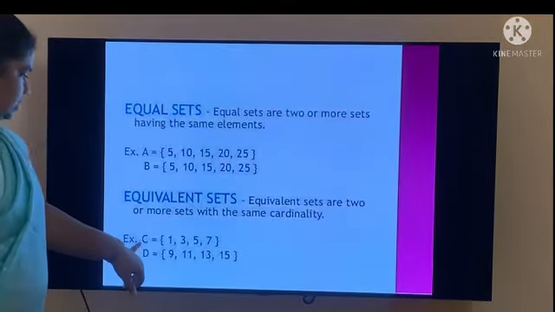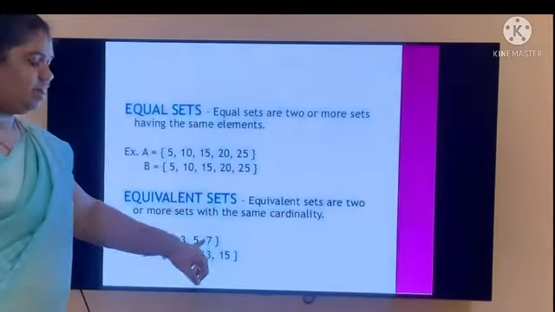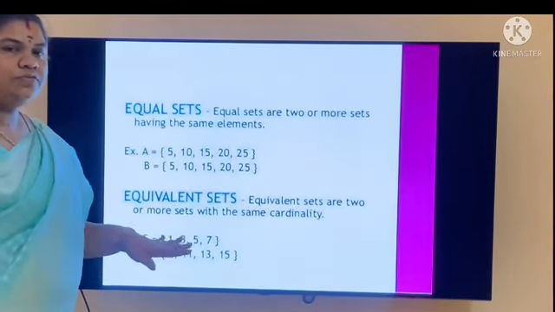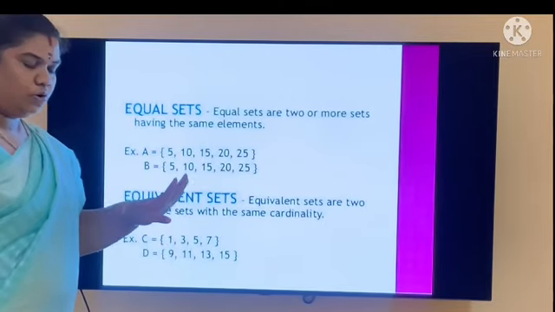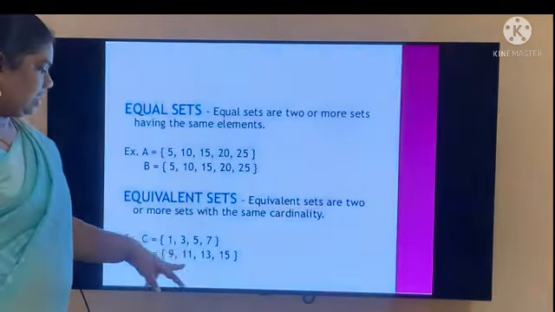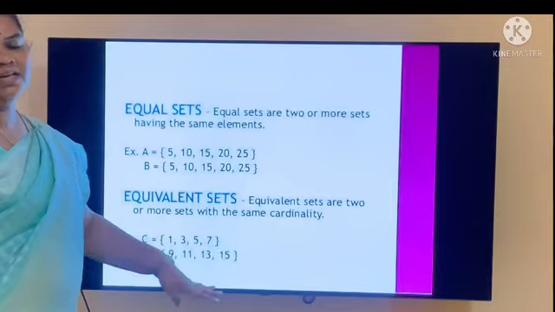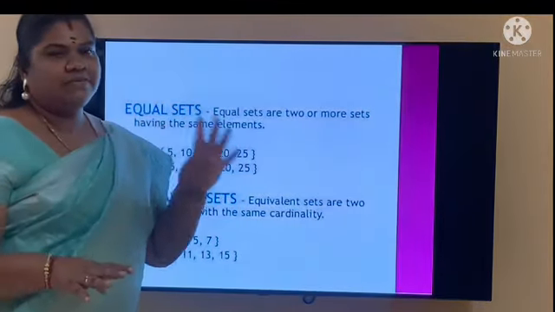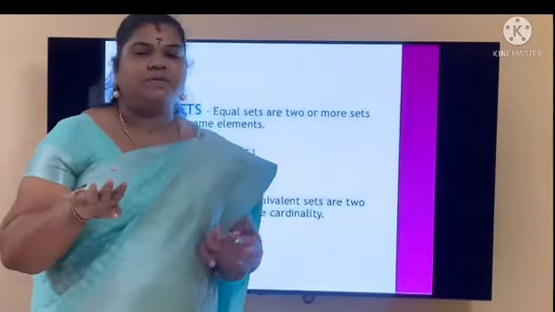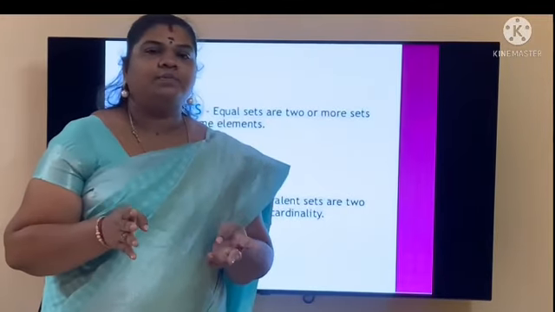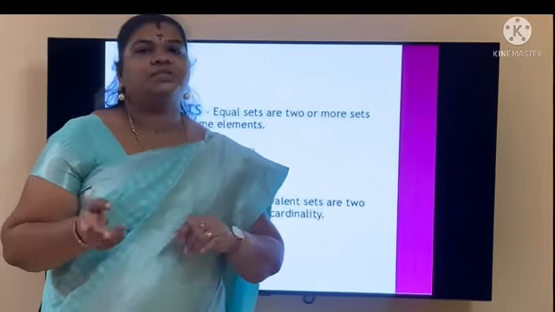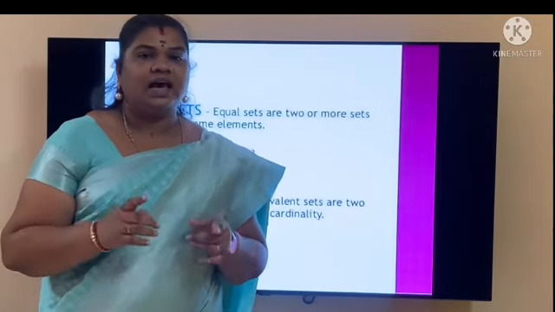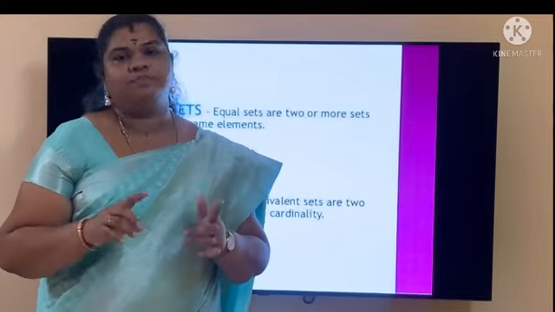So you can see here C is 1, 3, 5, 7. How many elements are there? 4. So the cardinal number of the first set, that is C, is 4, and D is 9, 11, 13, 15. Even here the cardinal number is 4. So 4 elements, 4 elements. C is having 4 elements, D is also having 4 elements. When they have the same cardinal number, those two sets are called equivalent sets. Equal sets will have the same elements in both the sets.